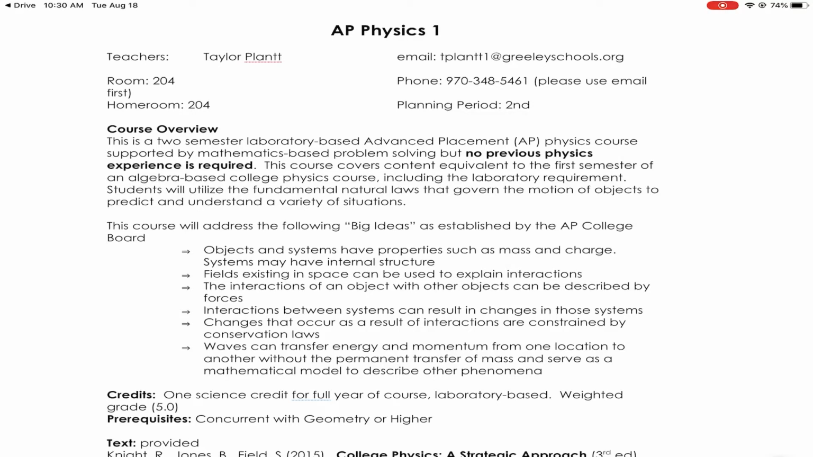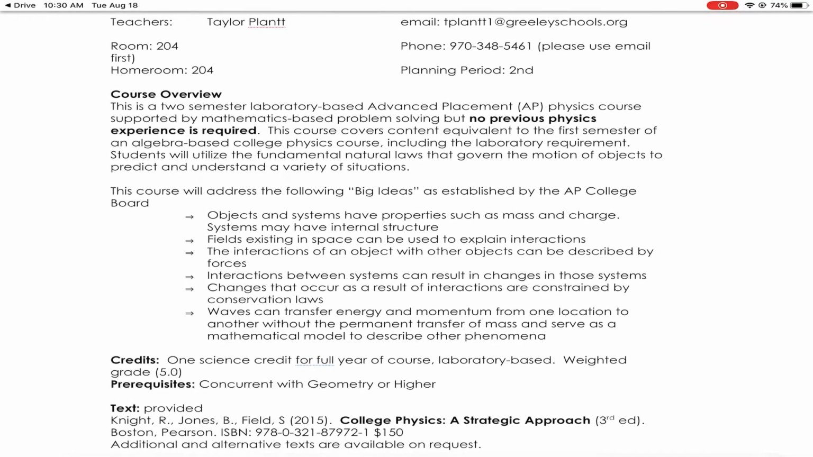So what is AP Physics 1? This is a 2-semester laboratory-based advanced placement physics course, yada, yada, yada, right? What we're really looking at is you don't need any physics experience before taking this class, and we're going to be learning all about how to analyze the world around us in a physical sense, right? How do we explain how things move? How can we predict how they move? How can we explain how energy works and how all these things interact with each other? Very much a Newtonian physics, so that really just means big and slow.